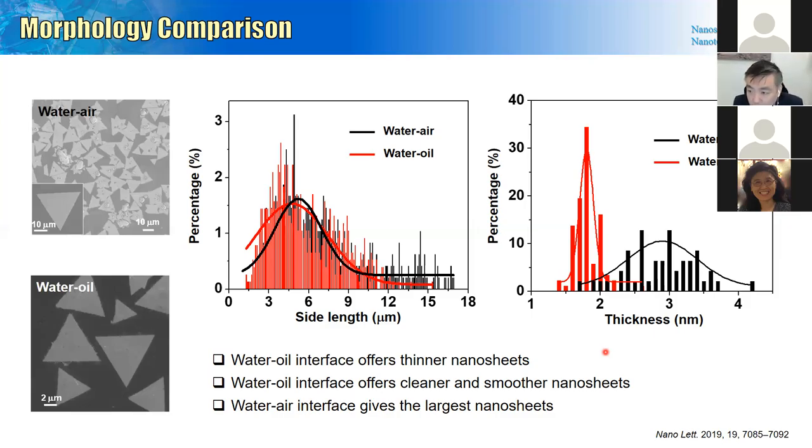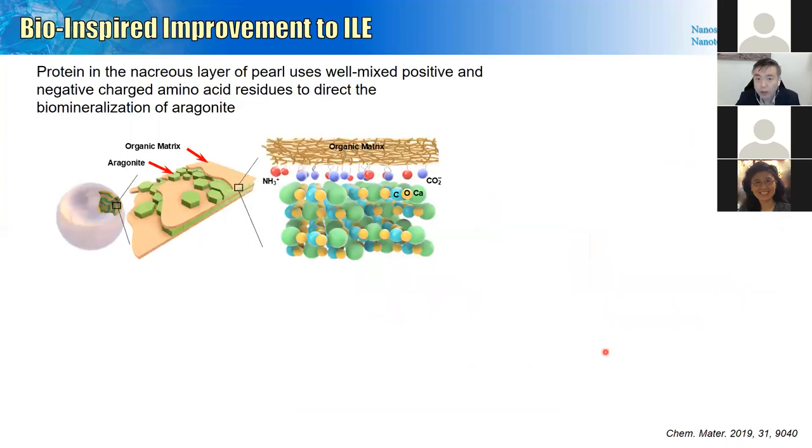Okay, so because the interface is so important, we are further looking into ways to control the interface. The more recent progress that we made is that we're trying to control the interface by learning from the biological world, through something well known as the biomineralization process. In biomineralization, such as in pearls or many other biological systems, they actually use well-mixed positive and negative charged amino acid residues to direct the crystallization of crystals, such as calcium oxide. In the amino acid, they have both an amino group and a negatively charged group, the common oxygen groups.